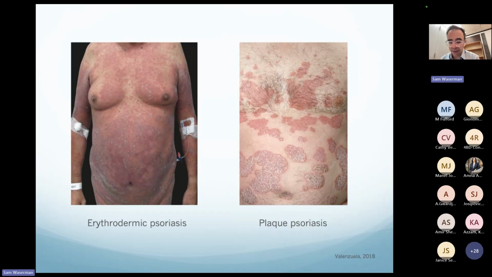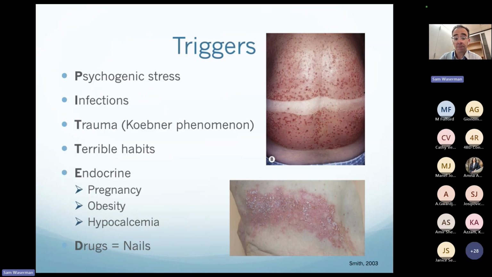Now, I want you to look at erythrodermic psoriasis on the left and plaque psoriasis on the right. We see that in erythrodermic psoriasis, the erythema is quite striking, but the scale is not as thick as it is in plaque psoriasis, for example. And we see these well-circumscribed psoriatic plaques in a classic presentation of plaque psoriasis.